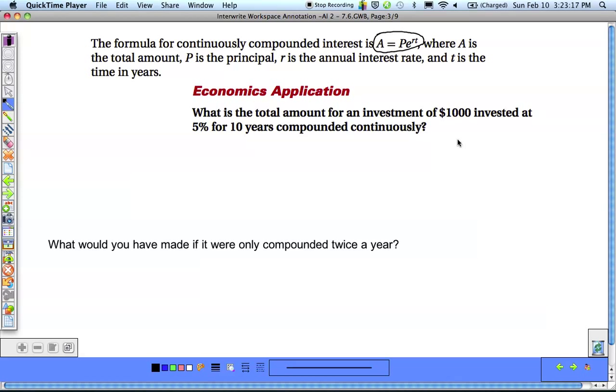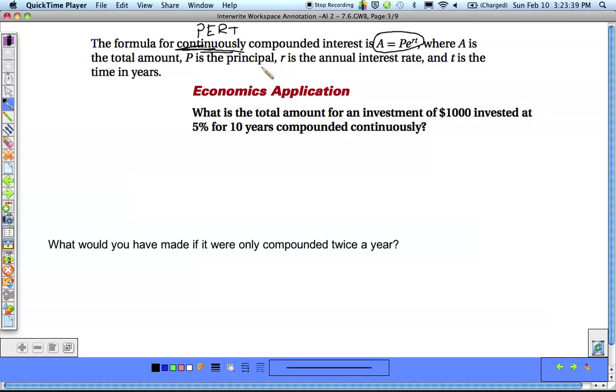A is still your total amount, P is still, in this case, your principal, r the interest rate, t is your time. But we have to use something different because we're talking about compounding it continuously. And anytime, again, that you see this word here, think about the word PERT. This is an easy word to remember. Continuously goes with PERT, and then you can take that to derive the Pe to the rt.